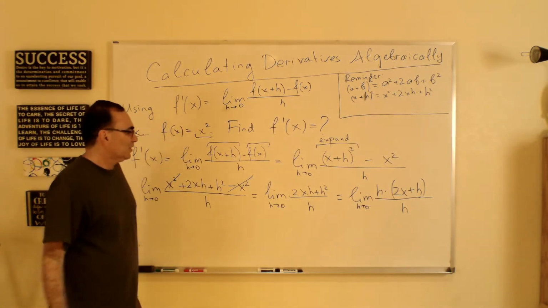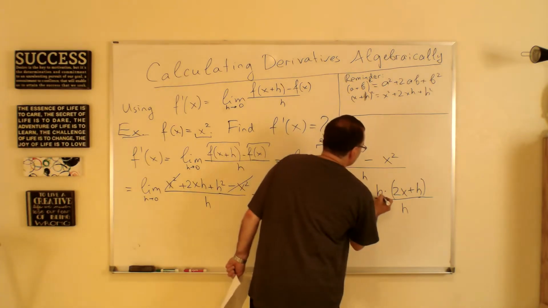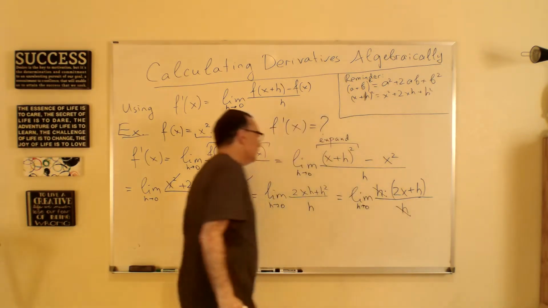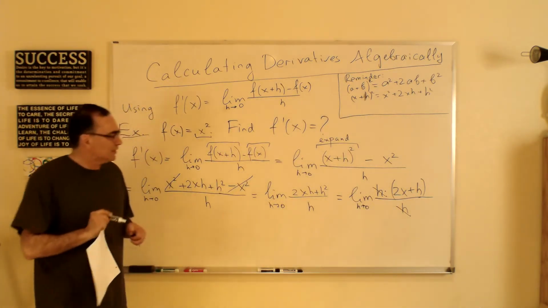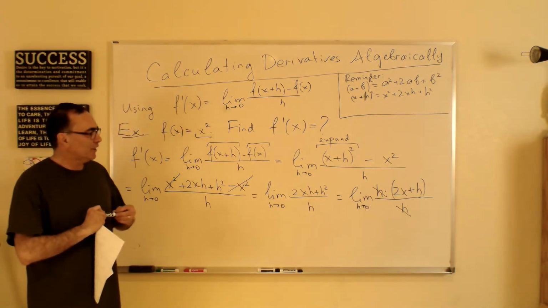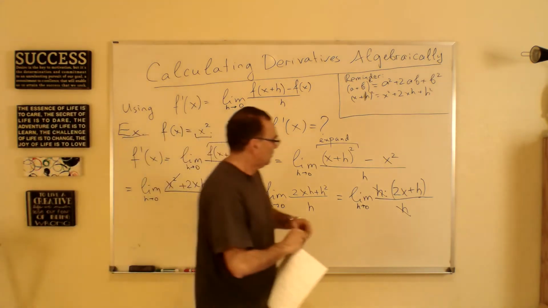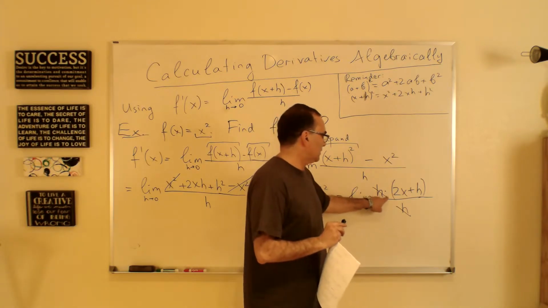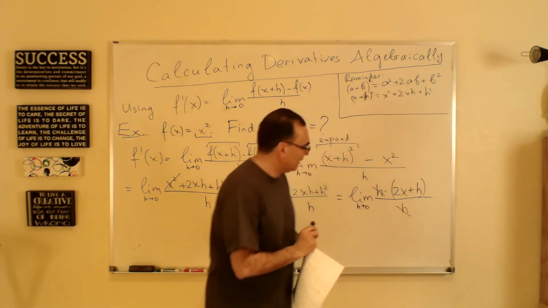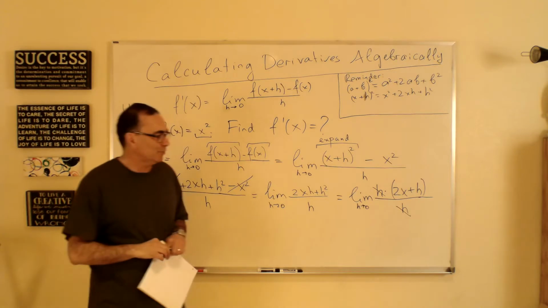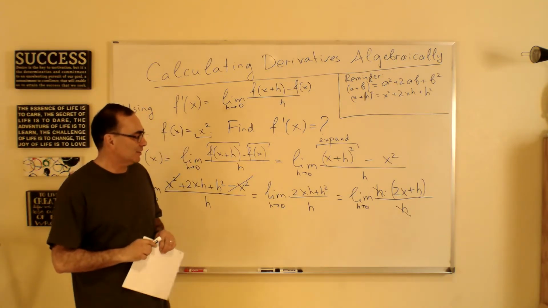Now, next thing, we will cancel this h with this h. It is possible, however, there is a small pitfall here that we need not to fall into. And what exactly is that? When we cancel anything in algebra, whatever we cancel cannot be zero. We cannot cancel a zero. Everything else we can cancel.